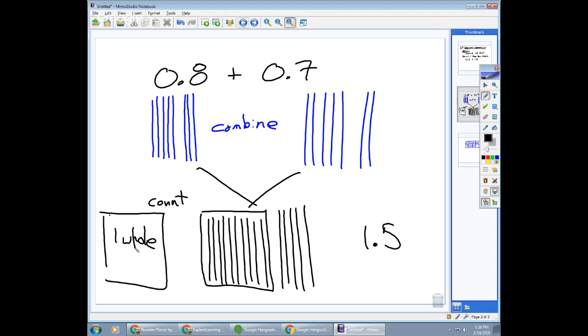Let's see. Is there something I should add to this to make it a little bit more clear? Something to say that you traded. Yeah, I should make a note of that. Here, I did a trade of 10 tenths for 1 whole.